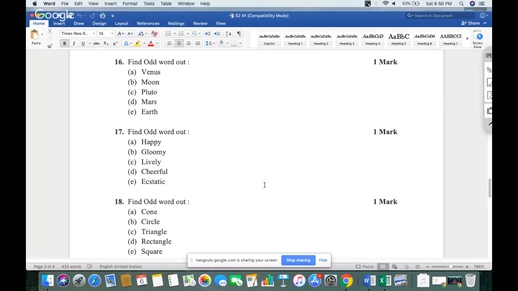Question number 17. Most of you are giving me the answer gloomy. Gloomy is the right answer because all others are words to express happiness. Whether it is happy, lively, cheerful, sarcastic, everything is used to express happiness. Gloomy is the only word which is related to sadness. So answer is gloomy here. Question number 18.